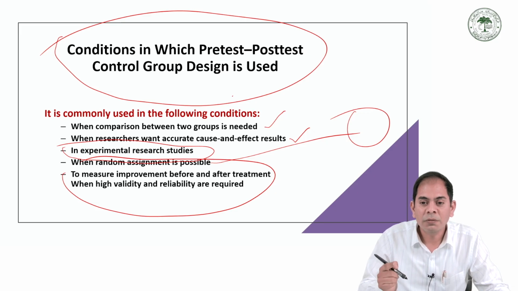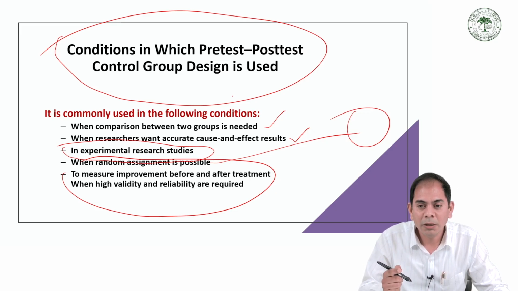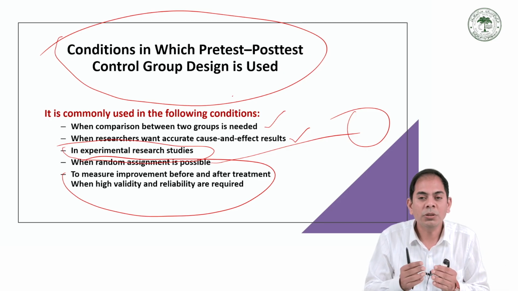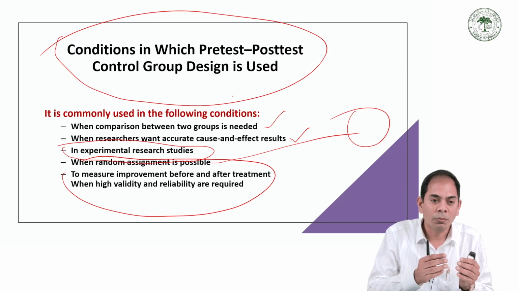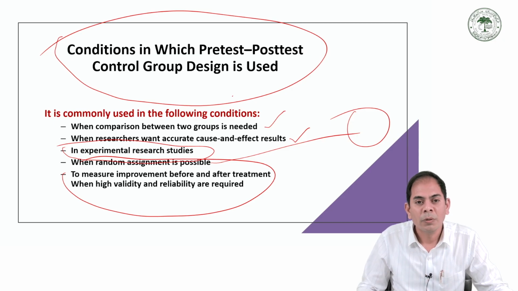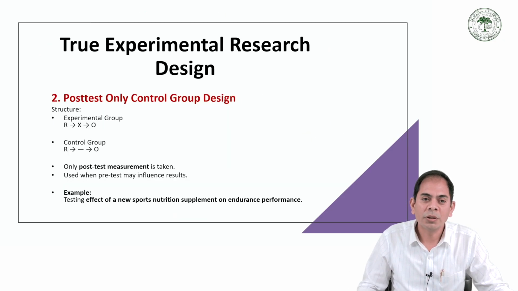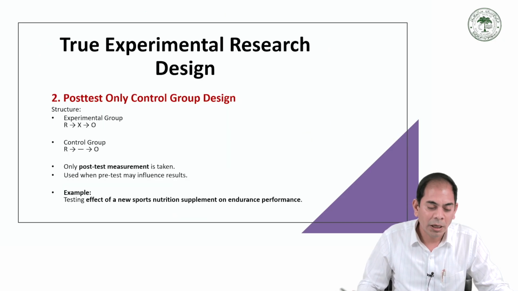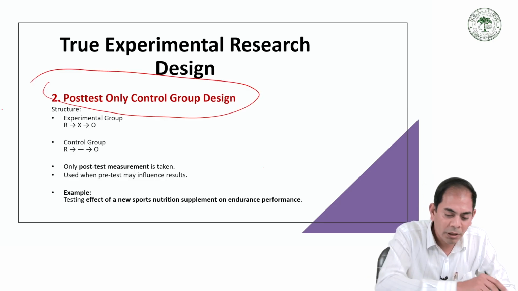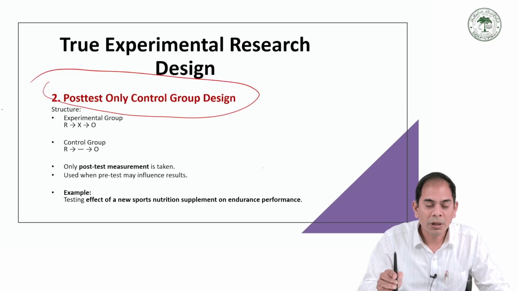The design controls many external factors and gives more trustworthy results. So this means if you require high validity and reliability, then we go for the pre-test, post-test control group research design. Next is the pre-test only control group design. This means pre-test only control group design.